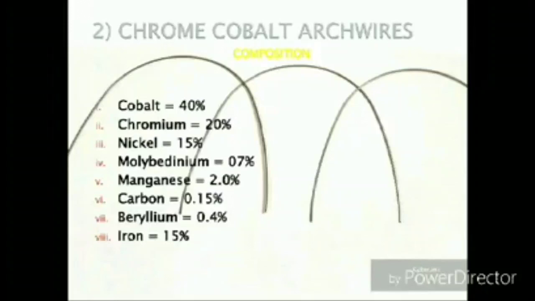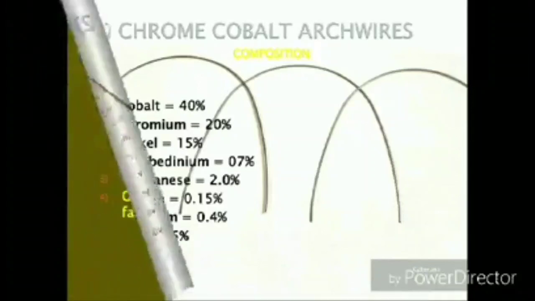Talking about the composition of the chrome cobalt alloy for the archwires in orthodontics, cobalt is the base element, whereas chromium gives the passivating effect which makes the wire corrosion resistant. Nickel increases the ductility. Molybdenum acts as the hardener. Manganese acts as oxide scavenger, whereas carbon increases the strength, hardness and ductility. Both iron and beryllium act as hardeners for the chrome cobalt alloy.